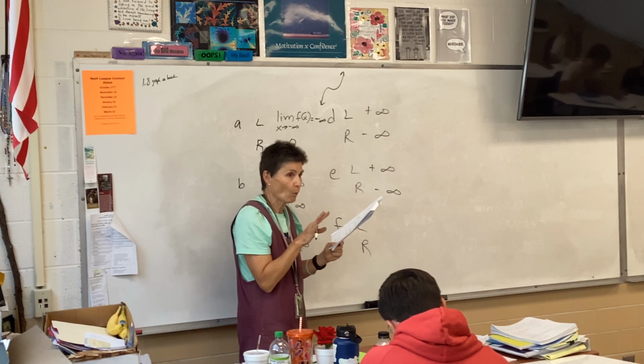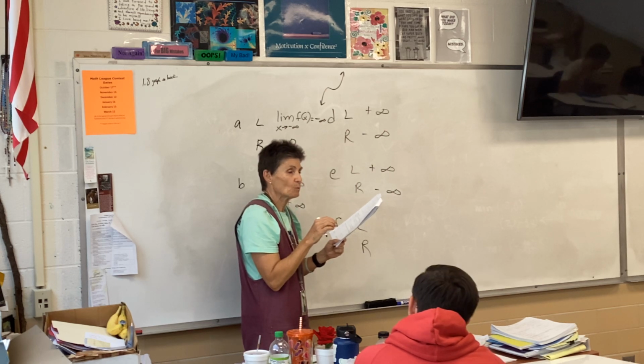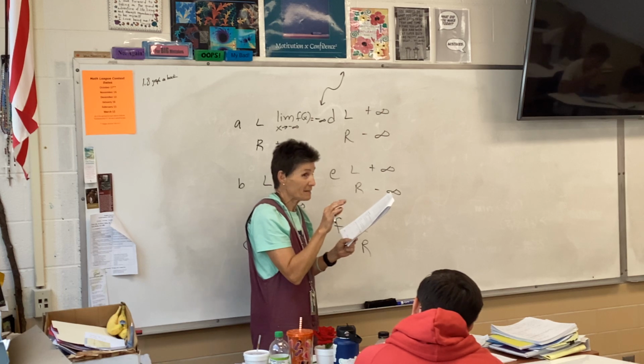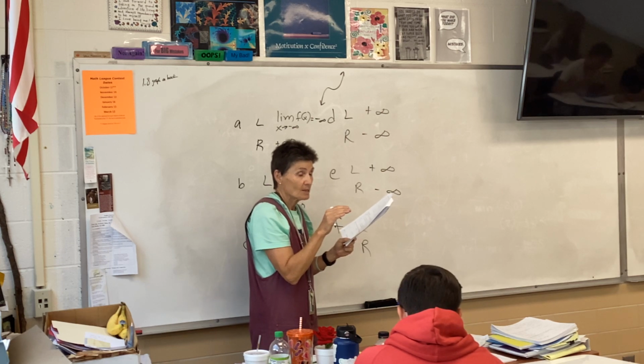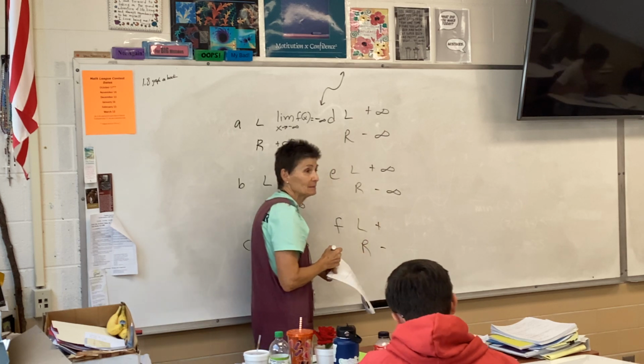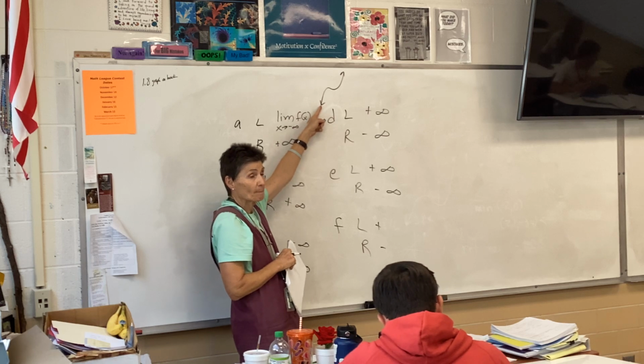Think about if you FOILed that out. How many x's would you have? It'd be x cubed, and wouldn't it be negative x cubed? So if it's a negative x cubed, isn't it positive negative? Isn't a negative x cubed the opposite of this?